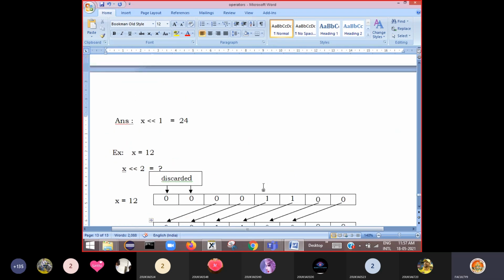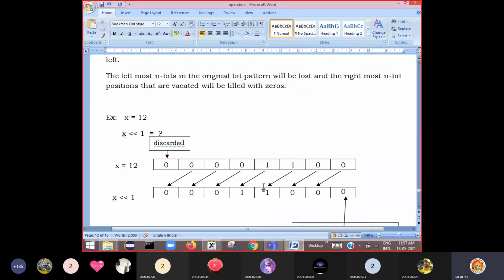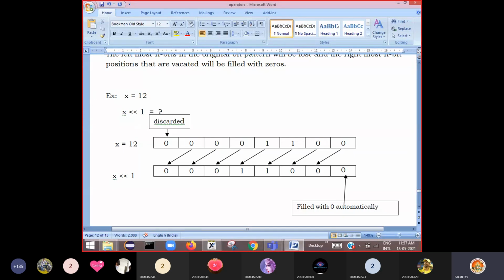So the same opposite operation will be performed here. We'll take the same example. I'll copy this. What happens? We'll see here.